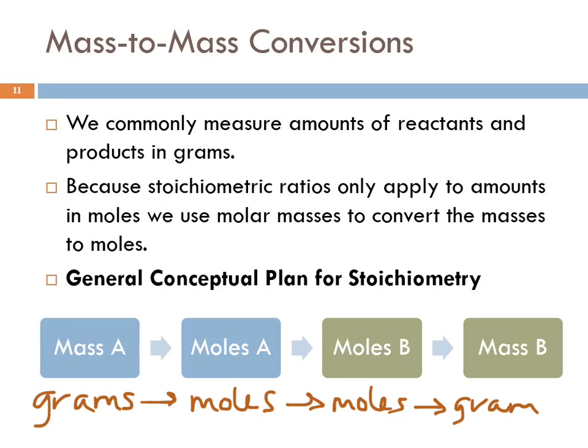So you should chant that. You know you've got it when you wake up in the middle of the night mumbling grams to moles to moles to grams. That's the path. We talked with dimensional analysis about finding the path from the beginning unit to the ending unit. Finding the path is the hardest part. Then it's just a matter of details and following a pattern. This is your path for mass to mass conversions. If we have a mass of octane and we want to know the mass of carbon dioxide, this is the path. Grams to moles to moles to grams.